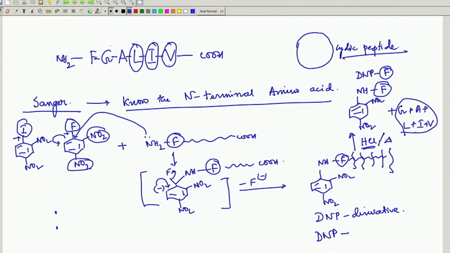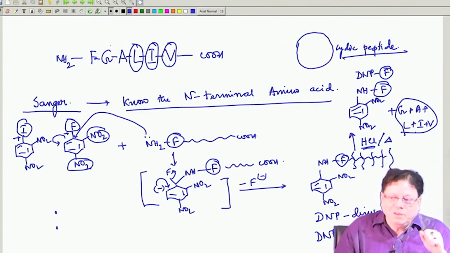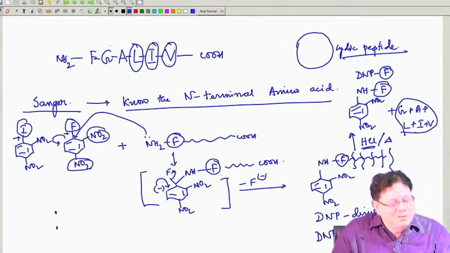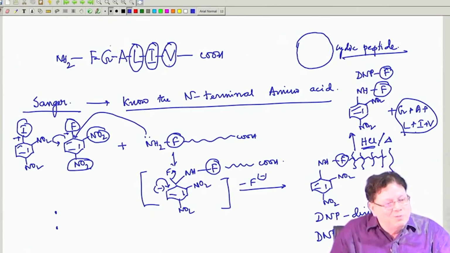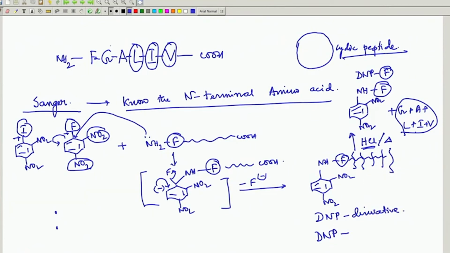Like carboxypeptidase, we have aminopeptidase also, which hydrolyzes the first peptide bond from the amine side. Okay. So, that also can be used, but people have not used aminopeptidase, because Sanger's method is already there, which was quite useful at that time. Okay. So, these are the two methods of determination of the N terminus and the C terminus amino acid.